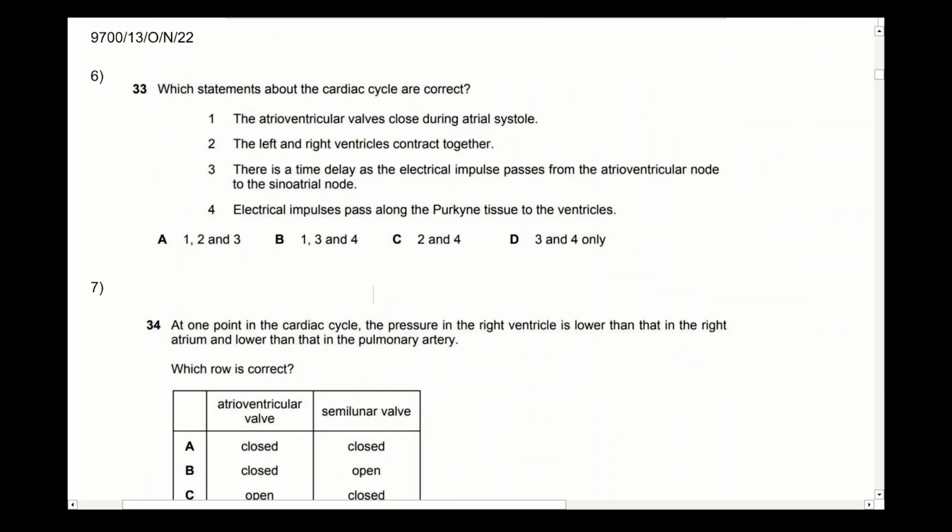Question number 6. Which statements about the cardiac cycle are correct? 1. Atrioventricular valves close during atrial systole. So atrial systole is the contraction of the atrium. Now what happens when the atrium contracts is that it pushes blood through the atrioventricular valves. Therefore, they actually open, don't close. Therefore, this is incorrect.